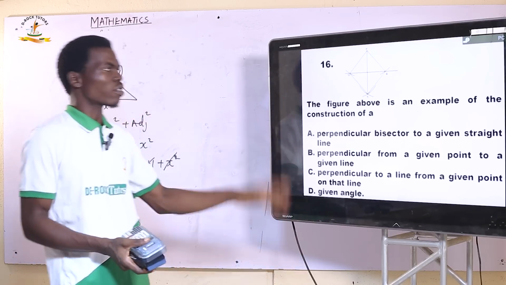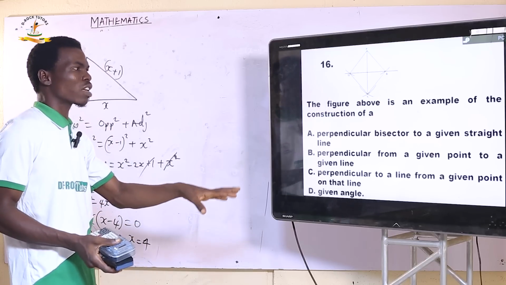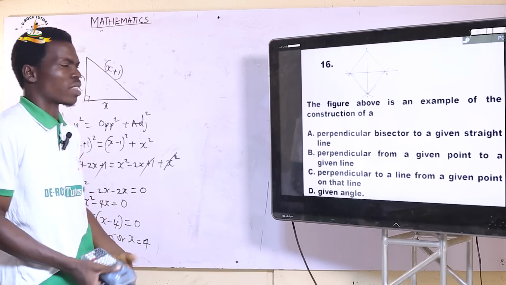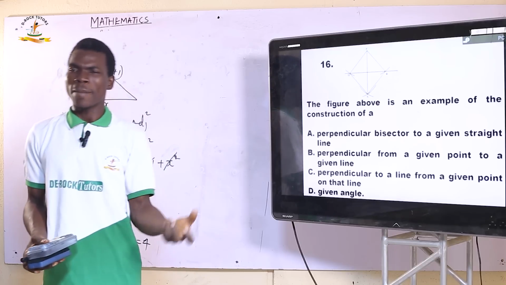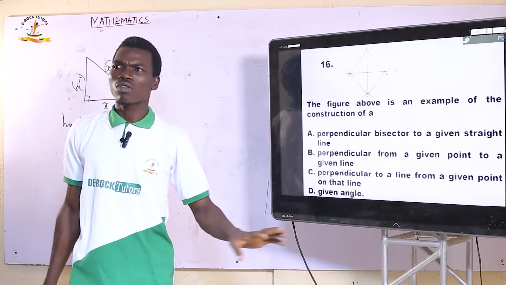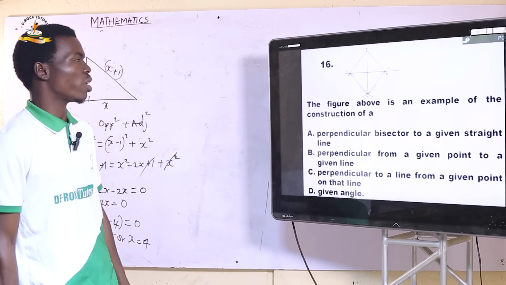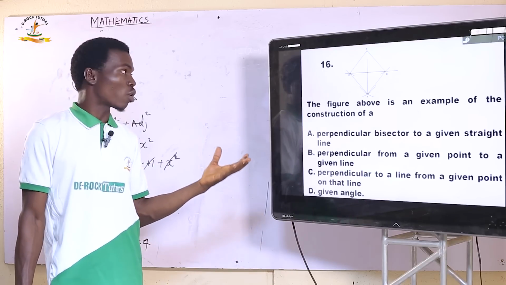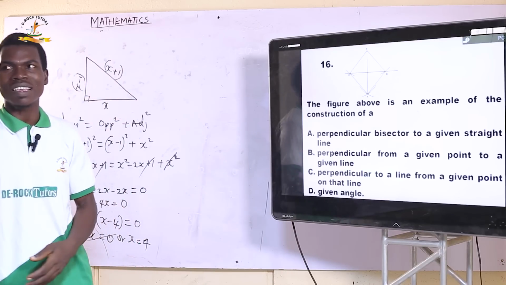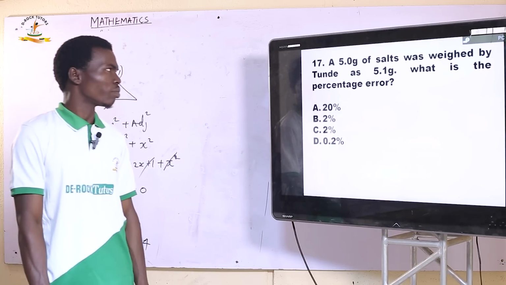So it's just a bisector. So let's look at the options. Perpendicular bisector to a given straight line. As simple as that. It's a perpendicular bisector to a given straight line. And the correct option is A for question 16. Let's go to the next question.